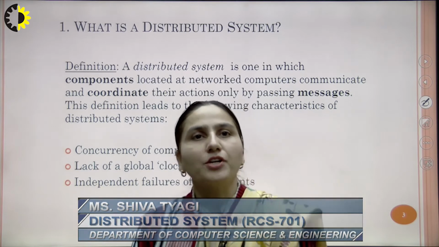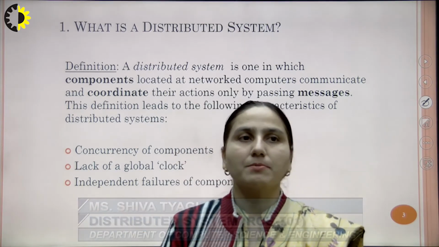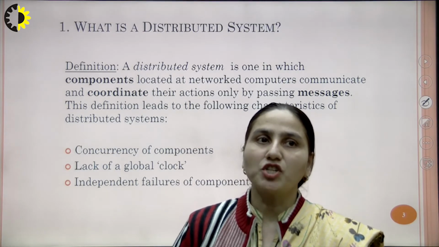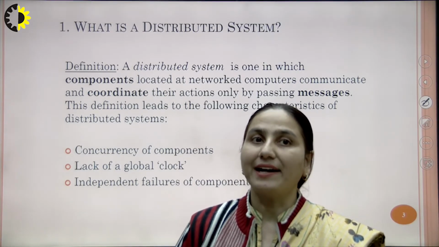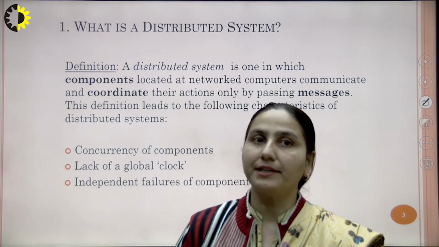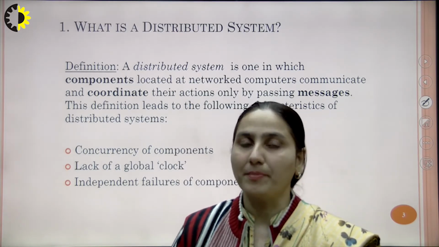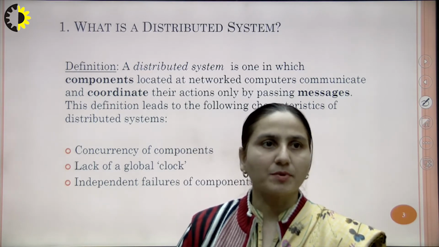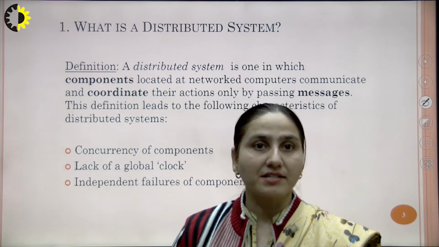So, here comes the definition of a distributed system. What is a distributed system actually? A distributed system is one in which components are located at a network and computers communicate and coordinate their actions only by the passing of messages. Just take care of these particular terms: components, coordinate, the passing of messages.